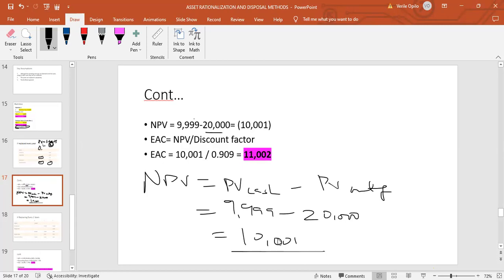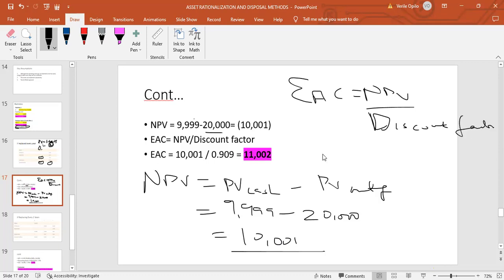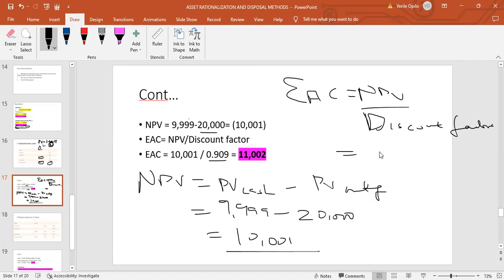As our net present value, we can then go ahead and compute our effective annual cost. The effective annual cost will be equal to the net present value divided by the discount factor. In this case, the discount factor we have obtained as 0.909.